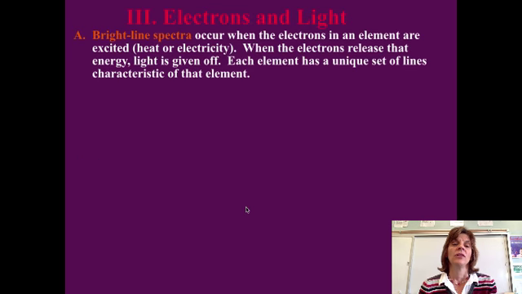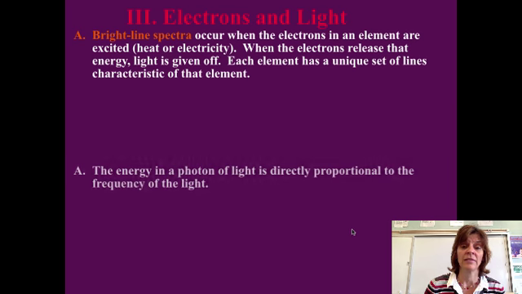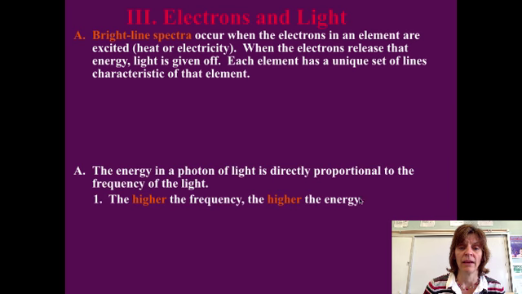All right, so now let's put our attention back to atoms and electrons. A bright line spectra occurs when electrons in an element are excited by heat or electricity. When the electrons release that energy, light is emitted. Each element has its own unique set of lines characteristic for that element.